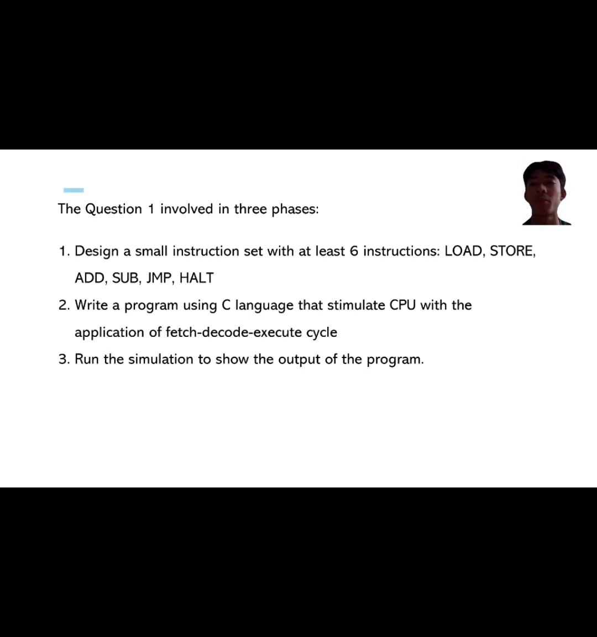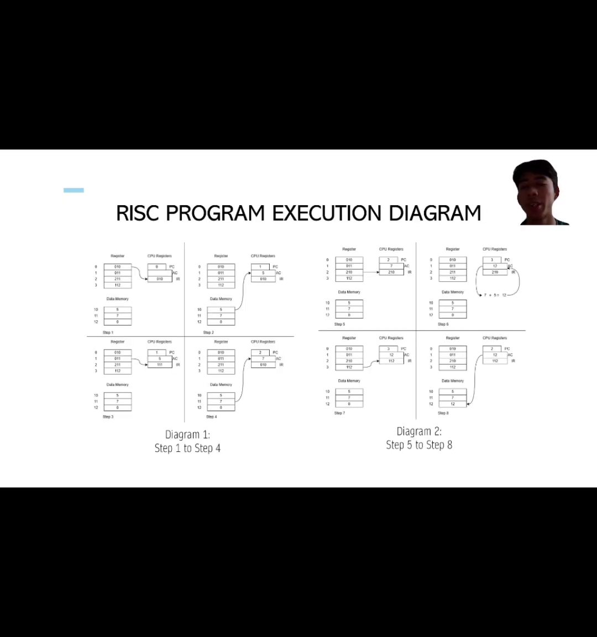Question 1. Question 1 involves three phases. One, design a small instruction set with at least 6 instructions: load, store, add, sub, jump, and halt. Two, write a program using C language that simulates a CPU with the application of the fetch, decode, execute cycle. Three, run the simulation to show the output of the program. This is our RISC program execution diagram. This diagram shows step 1 until step 8. This program will be turned into a C program, which Ransham and Mike will explain later.